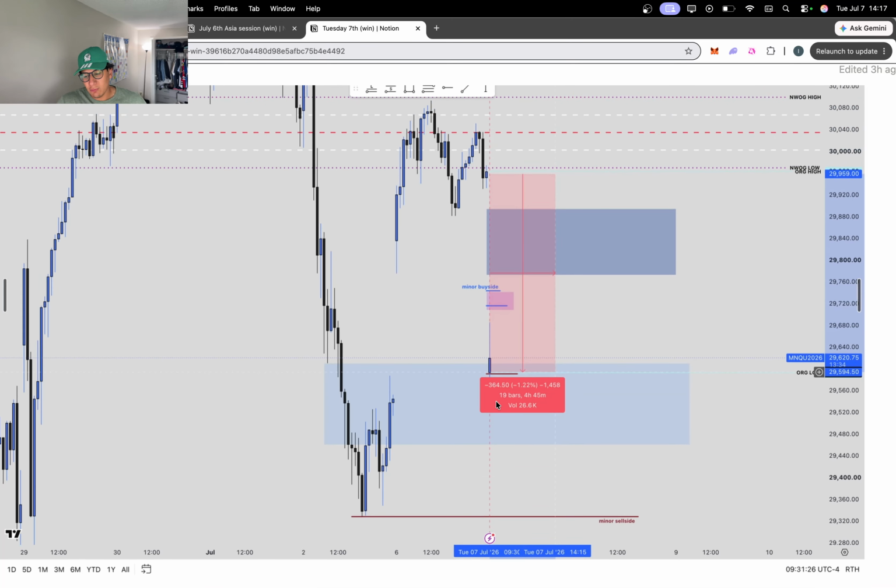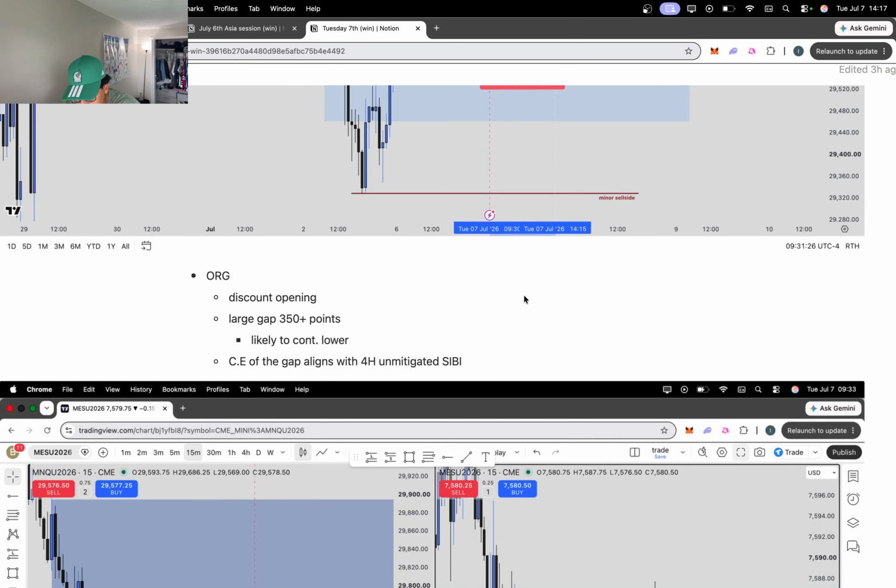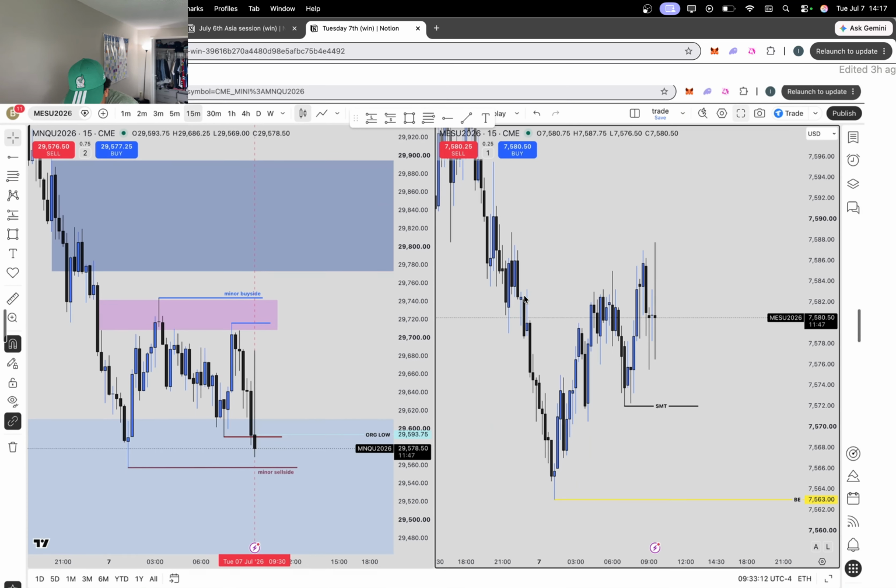So what do we do? We open up and create a massive 360-point opening range gap. Consequent encroachment of that gap aligns with the 4-hour SIBI right here. So, like I said, in the scenario that we do decide to open up and trade higher, this would be a great reversal zone and good opportunity to short out of.